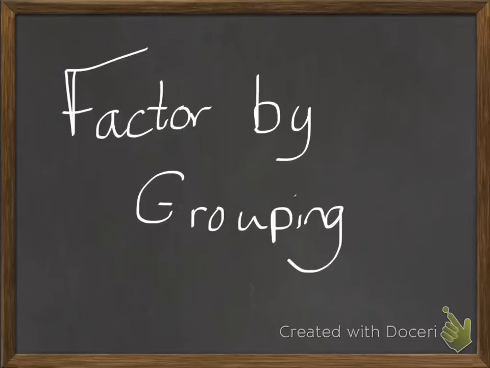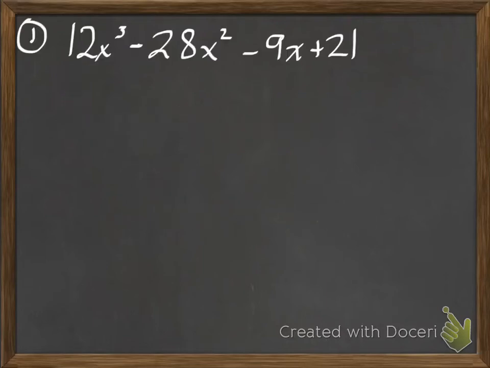We're going to be factoring by grouping. These are when we have 4 terms or more that you'll be using this method. So our first problem, we have 12x cubed minus 28x squared minus 9x plus 21.